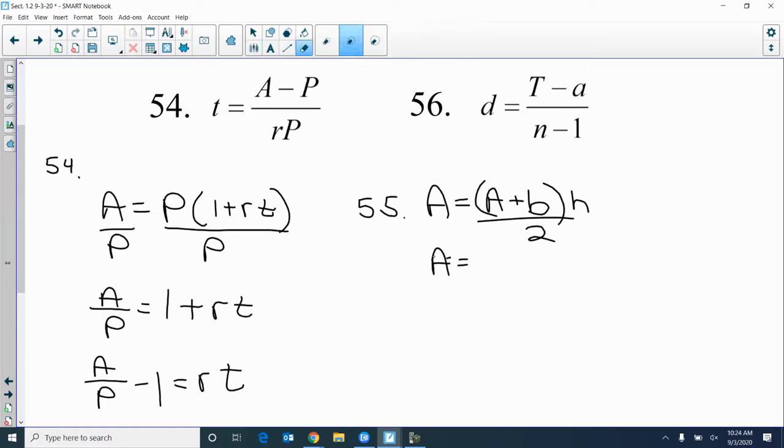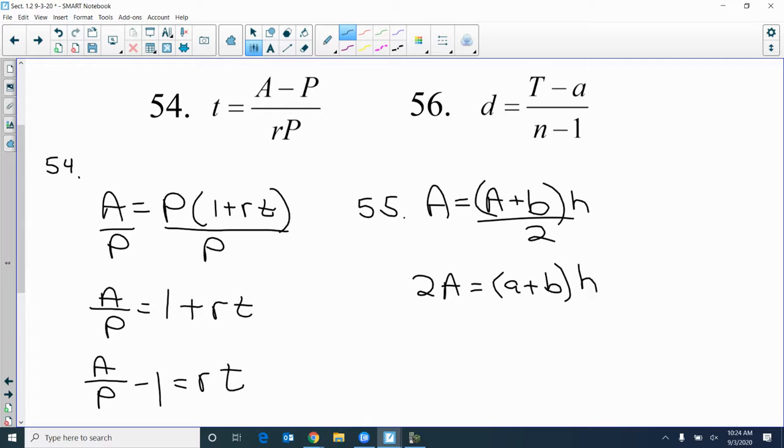So you multiply both sides by 2. This is not working. There we go. And that gives us 2A equals A plus B times H. All right, now what are you thinking? Well, don't you have to do the right side by 2 also? All right, when you multiply it by 2, here's what happens. That cancels. Okay, so the 2 cancels.